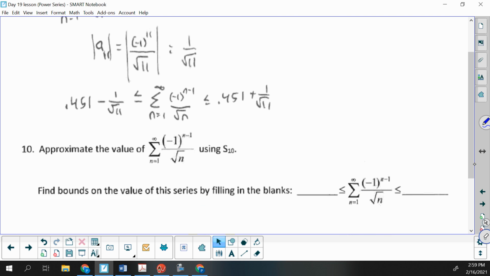with bounds of our actual amount, take our 0.451 minus the 1 over radical 11. That'll form a lower bound. Add it, it'll form an upper bound. And often you see it left just like that and not actually combine them.